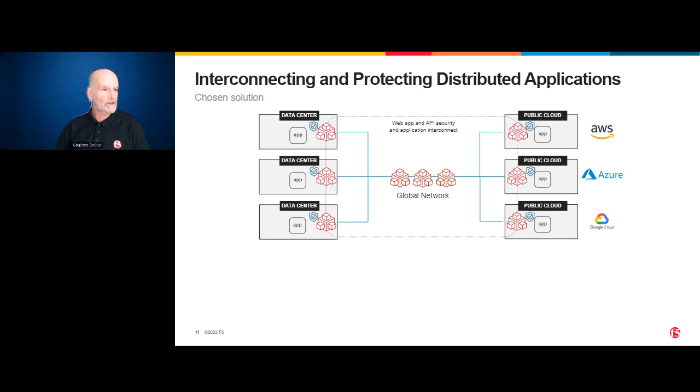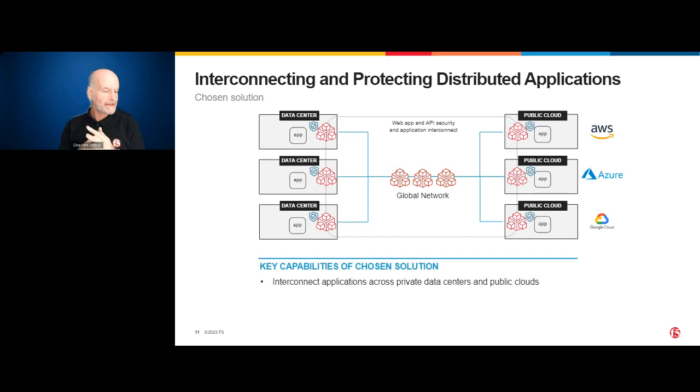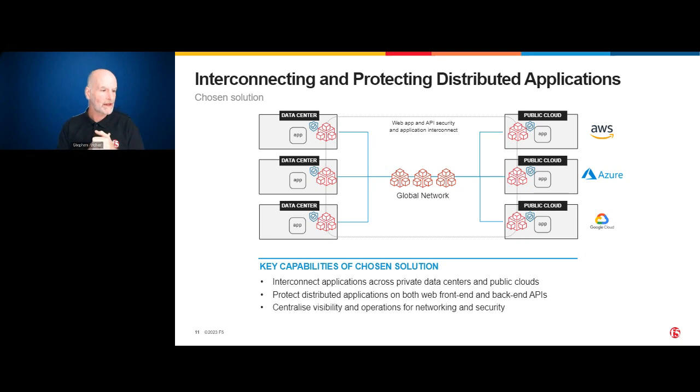All the layer 7 controls and security is done at the data center, and then the connection proxy across to the AWS environment. So you're able to expose services in locations specifically where you want them. So you can do this kind of application to application connectivity with surgical accuracy. Really, really simple. So the key capabilities here were that we could interconnect the applications across private data centers and public clouds. We could protect the distributed applications on both the web front end and the back end APIs. We enabled a centralized visibility and operations for networking and security. And we could provide the end-to-end self-service orchestration that the developers were looking for.